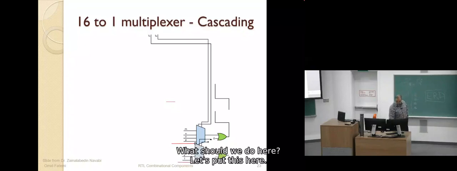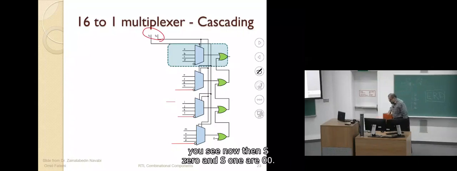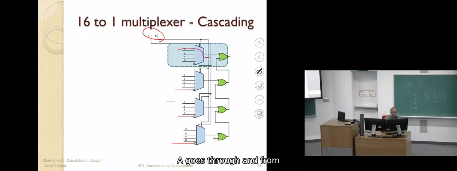Let's put this here. So the 16 inputs go here, and like what we talked about before, the select of the last level multiplexer would be the least significant bits. So we have S0 and S1 selecting among these. You see now, when S0 and S1 are 0, 0, from this multiplexer A goes through, from this one E goes through, from this I goes through, from this M goes through.